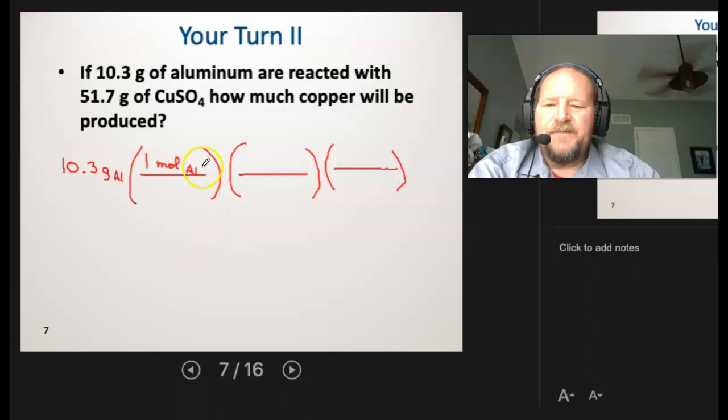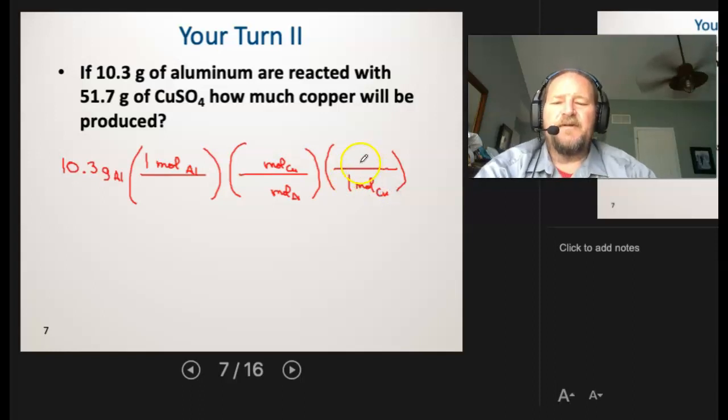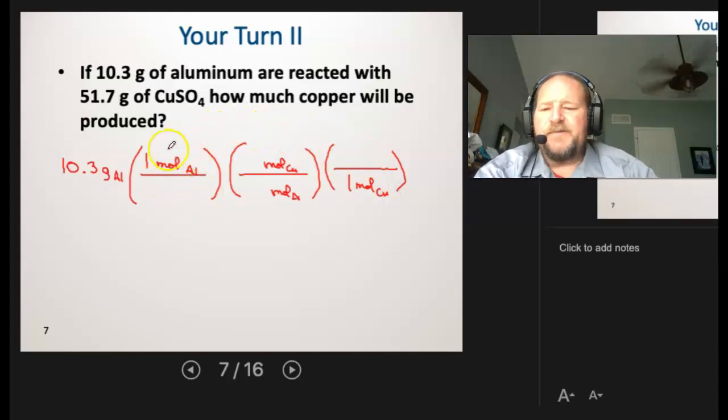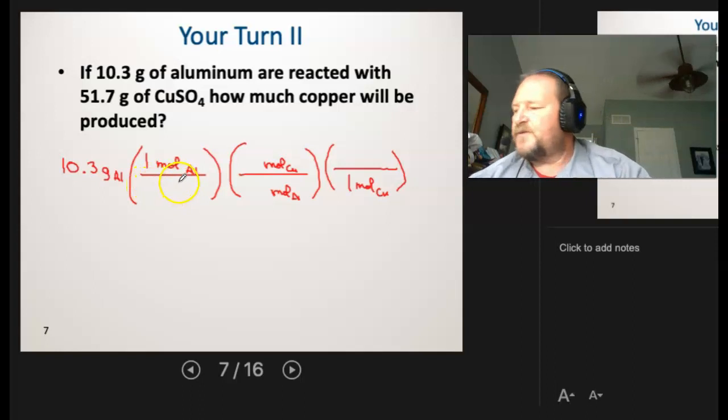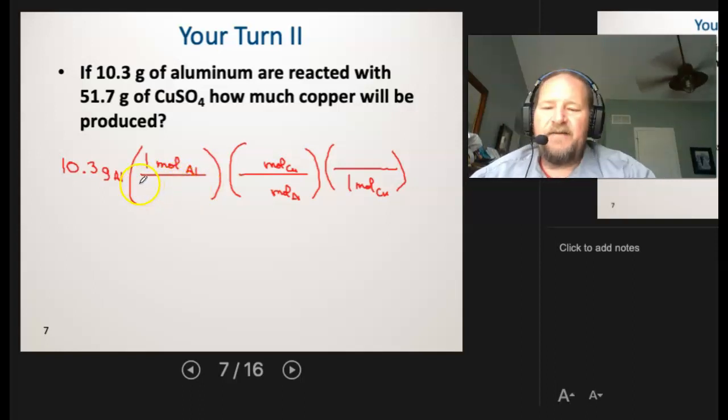Then I'm going to convert my moles of aluminum to moles of what? Well, we want to know how much copper will be produced. So this is going to be moles of copper over moles of aluminum. And last but not least, I'm going to convert my moles of copper into grams. All right. So this one I can find from the periodic table. So according to the periodic table, I believe aluminum is 26.98 grams.